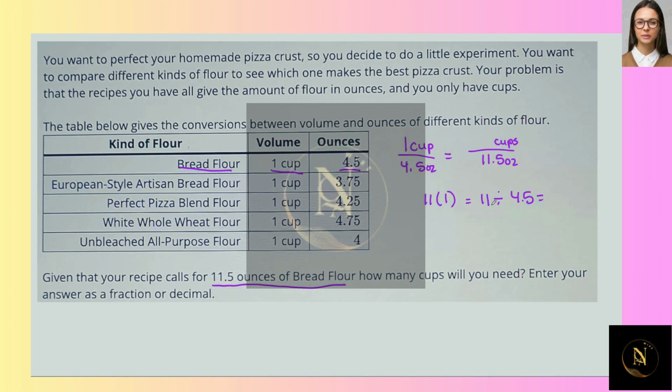11.5, oops, I forgot the 0.5. 11.5 divided by 4.5 is 2 5/9 of a cup. So the answer is 11.5 ounces equals 2 5/9 cups.